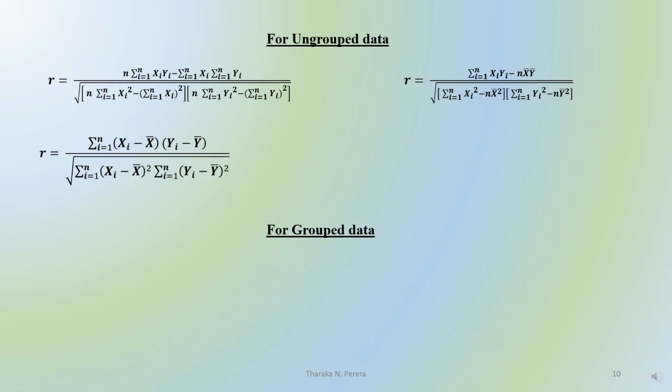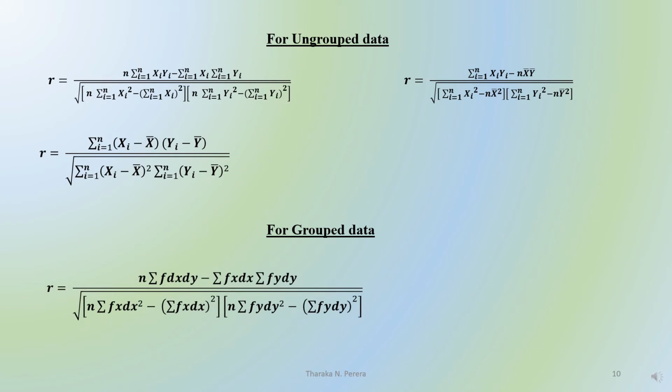This is the formula for grouped data. Here small x is the mid value of variable x and small y is the mid value of variable y. And we can get the dx value as this. Here a is the assumed mean of the variable x, and c is the class width. Let's see a hypothetical example for both conditions, for ungrouped and grouped data.